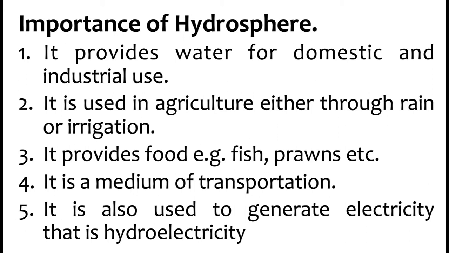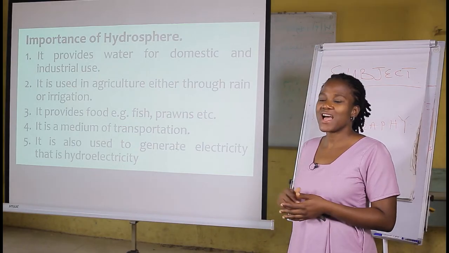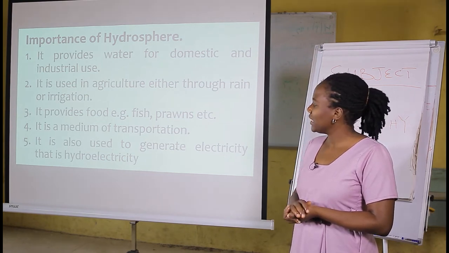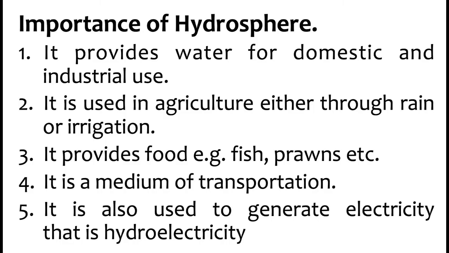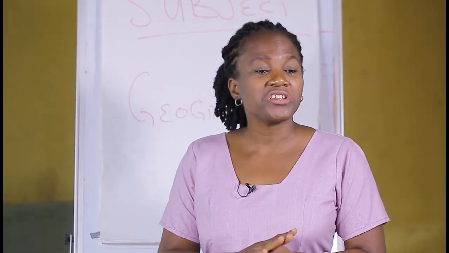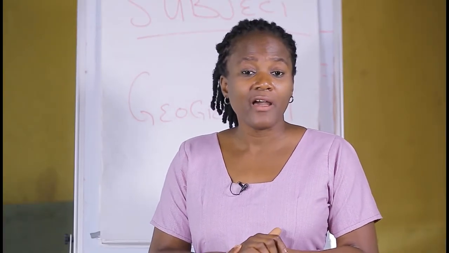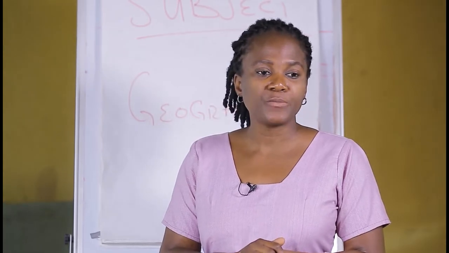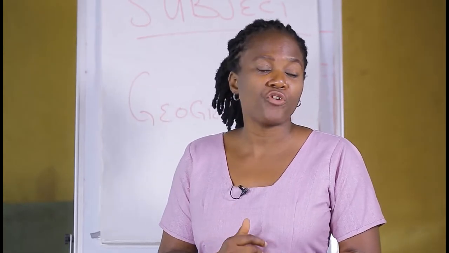Number 4, it is a medium of transportation. We have water transportation, either by boats or by big ships. Number 5, it is also used to generate electricity, that is hydroelectricity. Electricity that is generated through water. And we have the Kainji Lake and Shiroro Lake in Nigeria for generation of hydroelectricity.